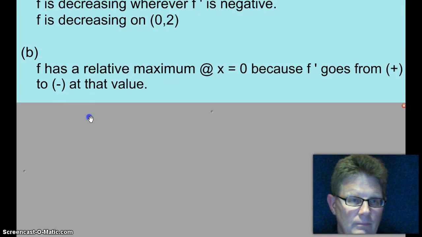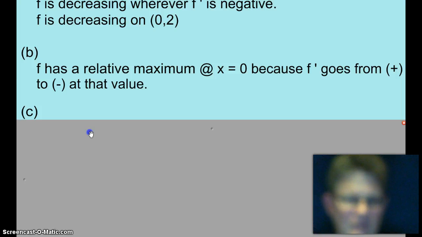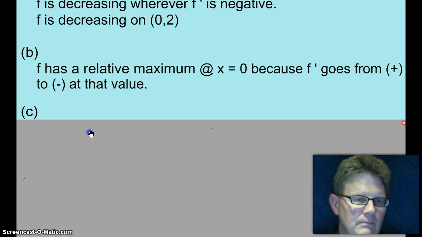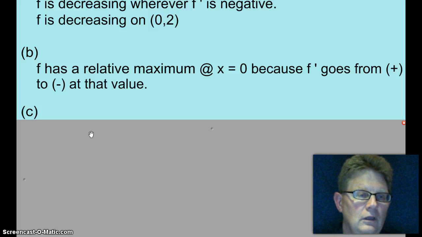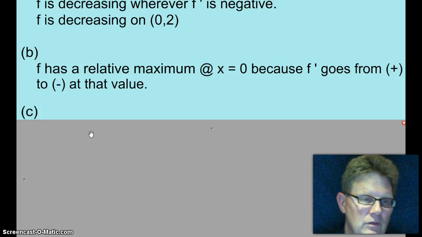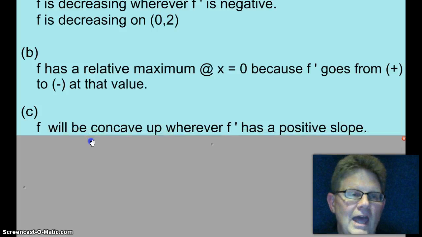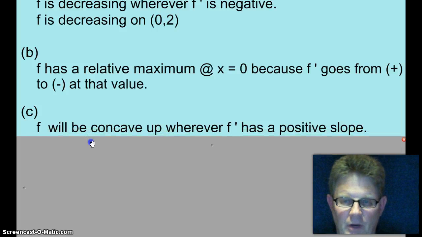C, where is the graph of f concave up? Ooh, that's a good one. You want to look at the graph of f prime and see where f prime has a positive slope, because the second derivative is the concavity. So wherever f prime has a positive slope, when you take that derivative, the second derivative will be positive because it has a positive slope. So f will be concave up wherever f prime has a positive slope.